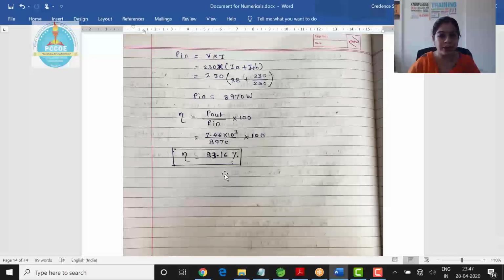Here we have covered the simple numericals based on the speed torque and one numerical of the efficiency. In the next video, we are going to cover the speed control method numericals that are a little bit one level up from these numericals.